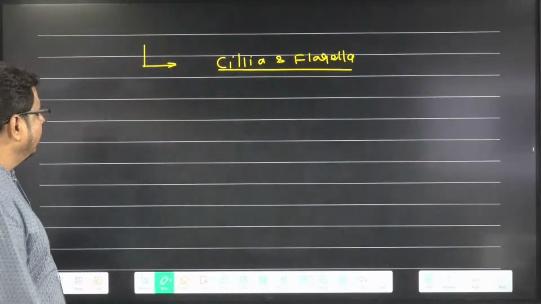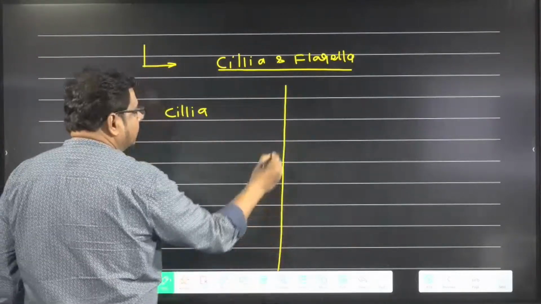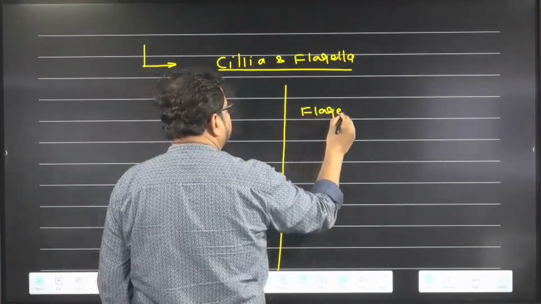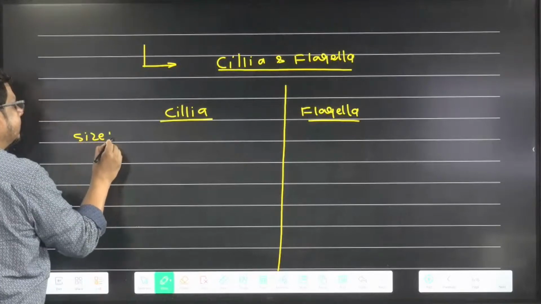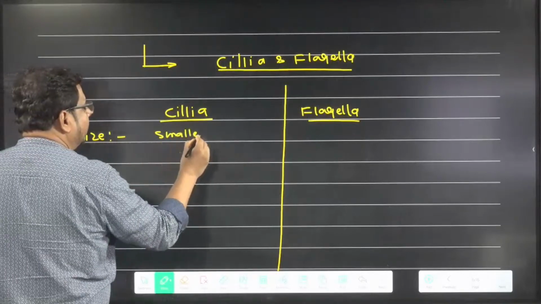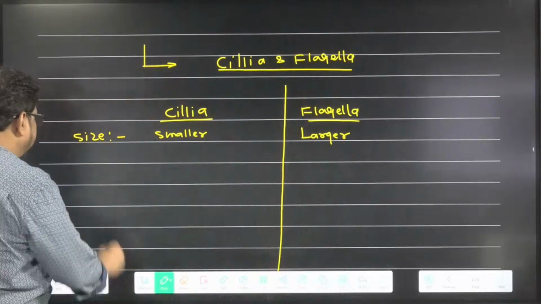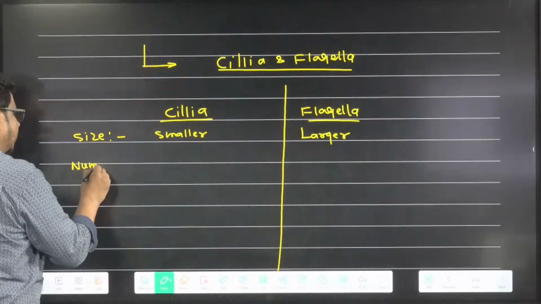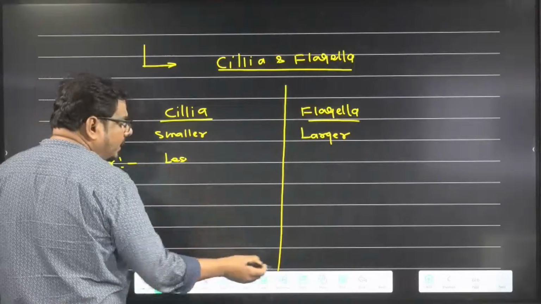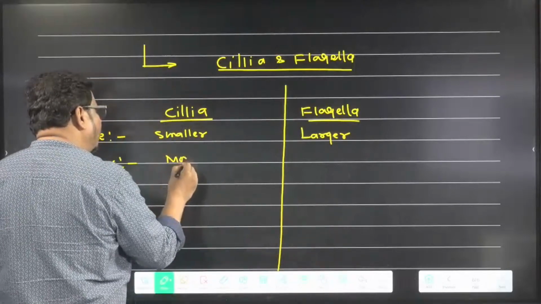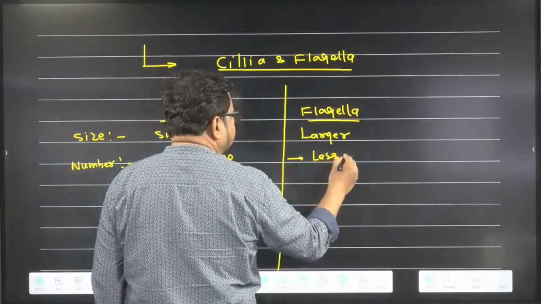So what is the difference between cilia and flagella? First I am writing some differences. First of all, size. Who is smaller in size? Cilia is smaller, and flagella is larger in size. One difference we have seen. Then I am writing about number. Cilia are more in number, sorry, numerous. And flagella is less in number.